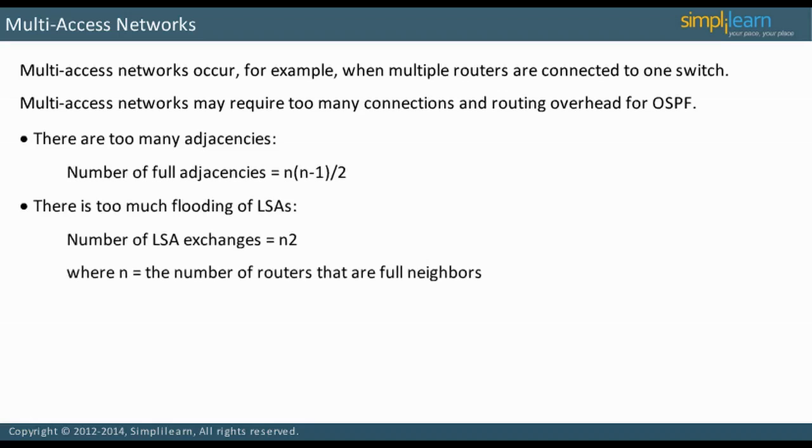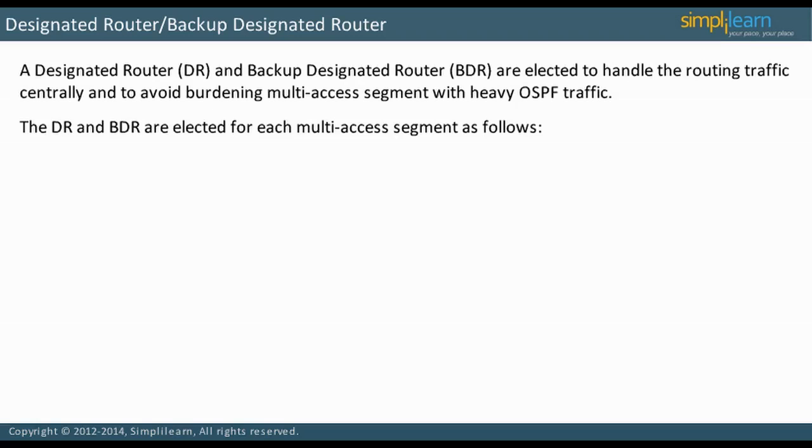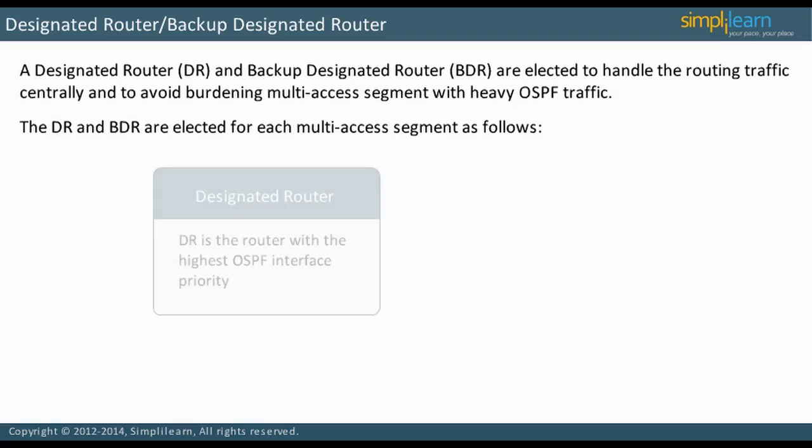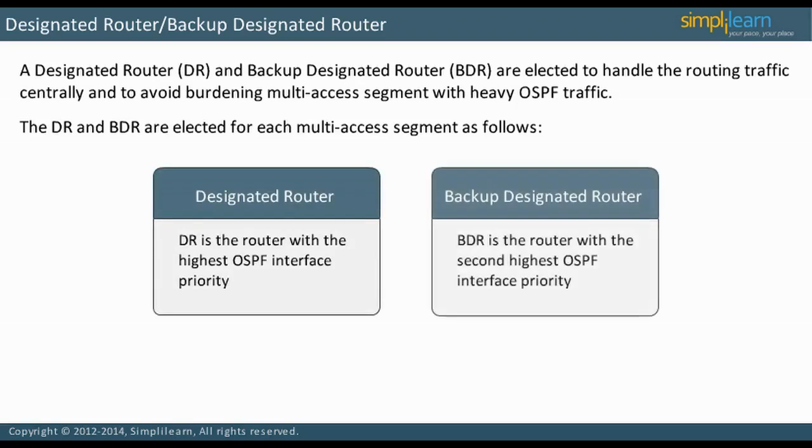How do we solve this problem? Let us discuss designated router, backup designated router. A designated router, DR, and backup designated router, BDR, are elected to handle the routing traffic centrally and to avoid burdening a multi-access segment with heavy OSPF traffic. A DR and BDR are elected for each multi-access segment. The DR is the router with the highest OSPF interface priority. The BDR is the router with the second highest OSPF interface priority. If OSPF interface priorities are equal, the highest router ID is used to break the tie.